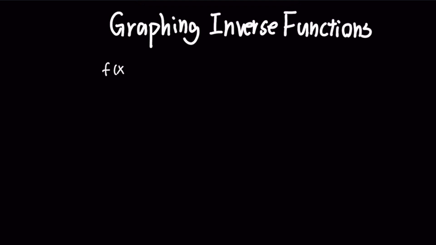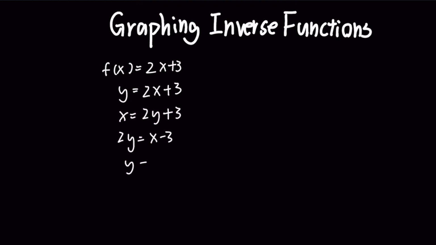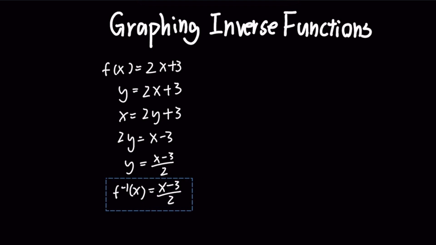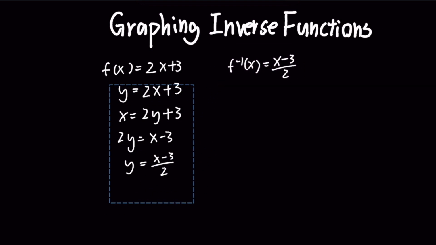Okay, now let's talk about graphing inverse functions. So here we have f of x equals 2x plus 3, and let's try to find its inverse function. So replace f of x with y, and then swap x and y's, and then solve for y. So we end up getting y equals x minus 3 all over 2. So that means the inverse of f of x is x minus 3 all over 2. And we can delete the work here.